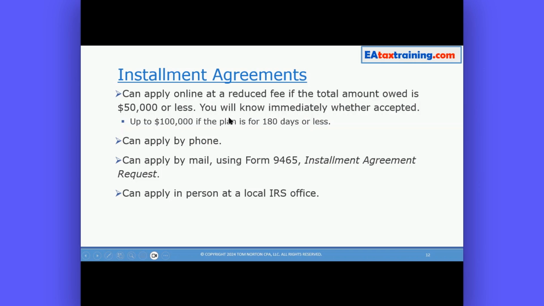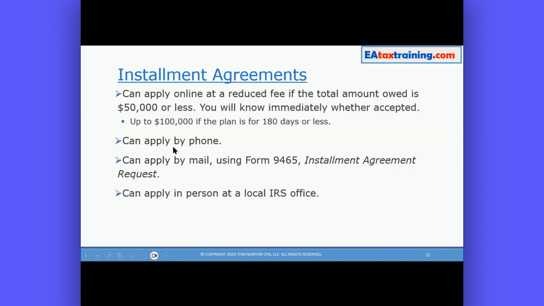So the IRS online form will give you an answer immediately about whether or not you qualify. And the amount can actually be up to $100,000 if your plan will pay off the total amount due in 180 days or less. So that's about 6 months or so. So it's up to $50,000. You can go up to 72 months and have this reduced fee, and you'll know immediately what the answer is. Up to $100,000 if you're going to pay within 180 days.